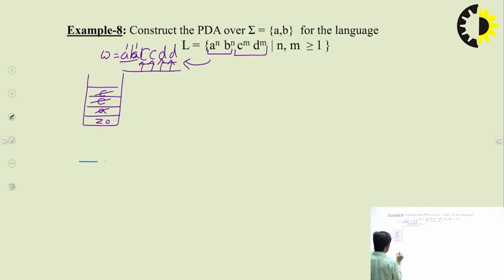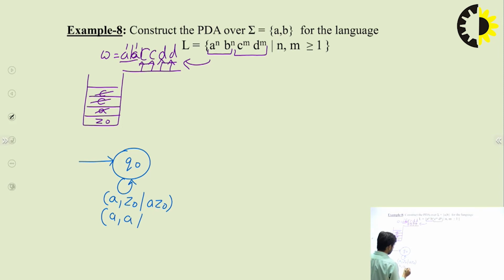So, I am at state Q node. The input is A, the top of the stack is Z node, we push A Z node. The input is A, the top of the stack is A, we push A. Okay. Now all A will be pushed.